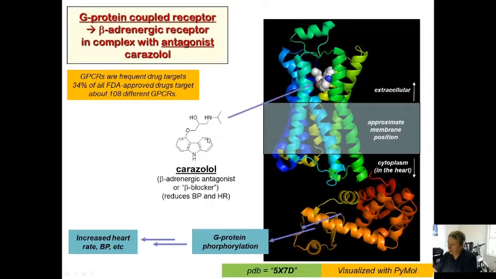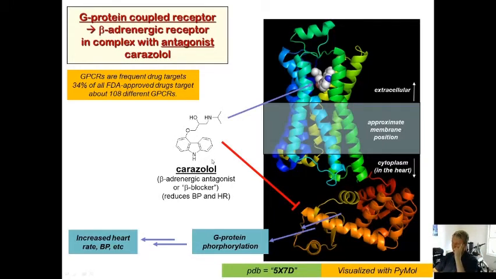And so when we add this stuff, carazolol, which is a beta adrenergic antagonist, or we call it a beta blocker, it reduces blood pressure and heart rate because it binds in a way that blocks the receptor but does not have the downstream effects. And so your net effect is a decrease in blood pressure and heart rate, which is what you want in a lot of cases.